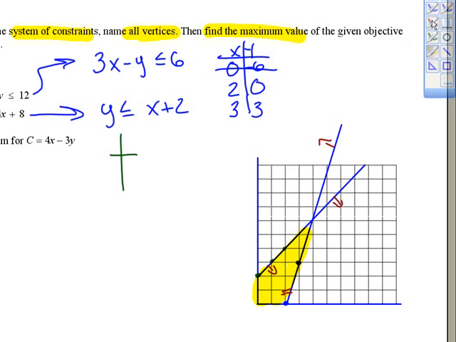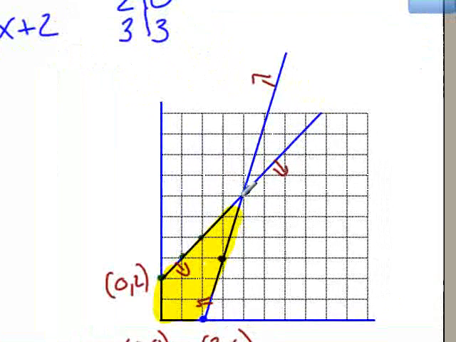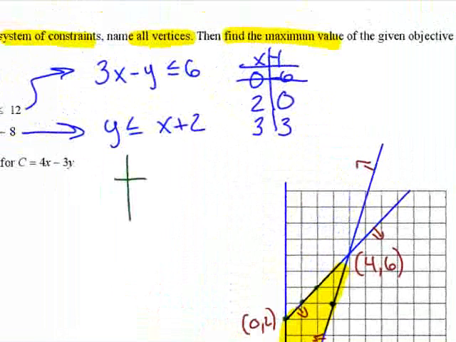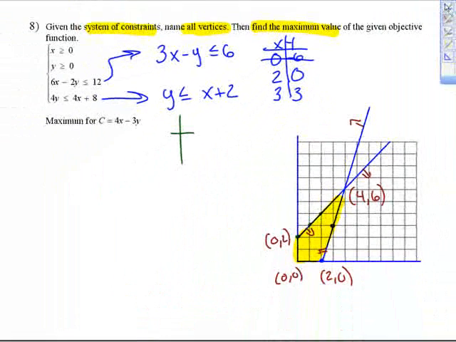Okay, so we've got the region, now we just have to find the vertices. We've got the 0, 0, we've got the 0, 2, and we've got the 2, 0. We need to find this one. It sure looks like it's over 4 and up 6. Let's test that. If I put in 4, 6, 12 minus 6 is 6, that works. If I put in 4, 4 plus 2 is 6, that works. So that is 4, 6. It's kind of nice when they come out that nice.